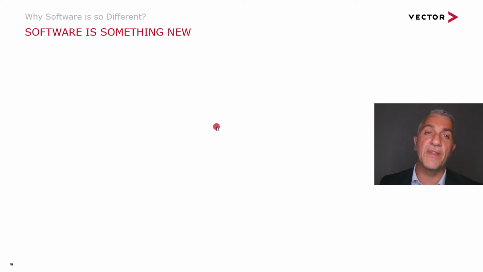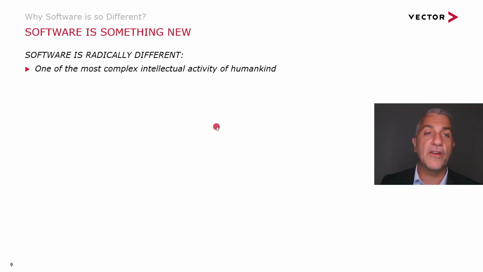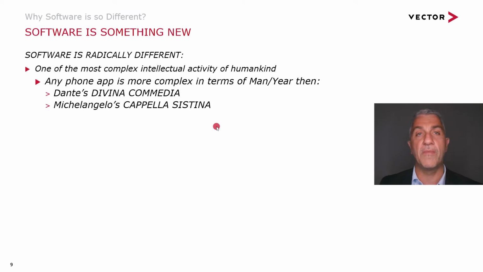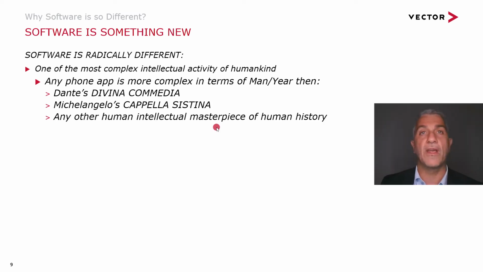Because software is something so new in the history of humankind, one of the most complex intellectual activities. Any app that you have on your phone is more complex than Dante's Divina Commedia or Michelangelo's Cappella Sistina or any other human intellectual masterpiece of history, in terms of man years.